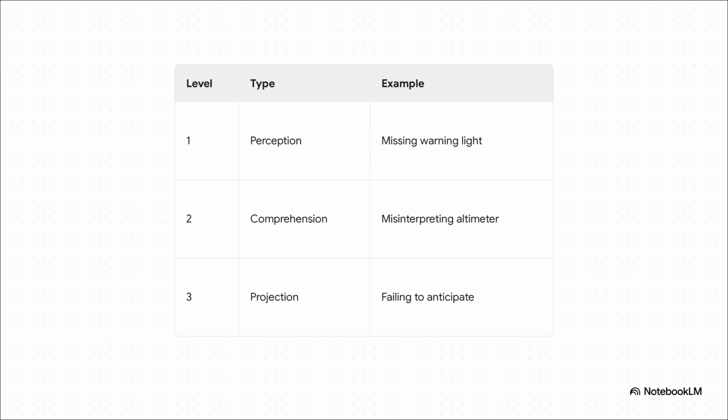A level 1 error? That just means the data was never perceived. Maybe a warning beep was too quiet. A level 2 error means you saw the data but completely misunderstood what it meant. And a level 3 error, that's when you understand exactly what's happening right now, but your mental model fails you and you can't predict the impending disaster.